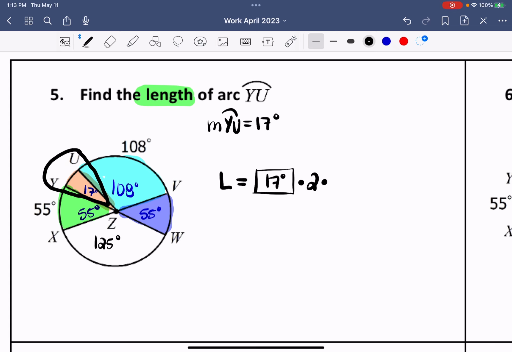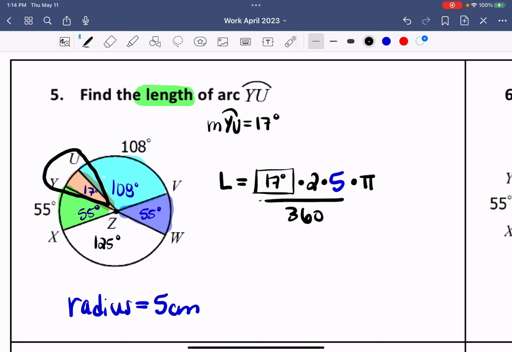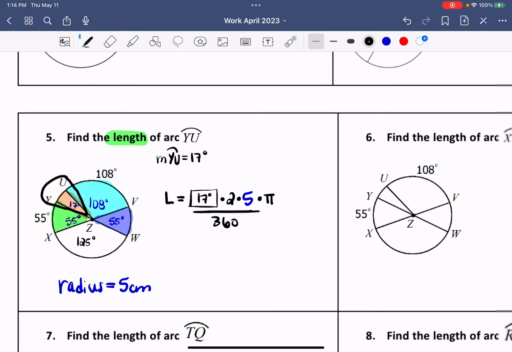And I did not print how much the radius is, so we're going to improvise. The radius for this problem is 5 centimeters. So we're going to multiply it by 5, and it gets multiplied by pi, and then you divide it by 360. Now, the same thing at the top as the top questions.